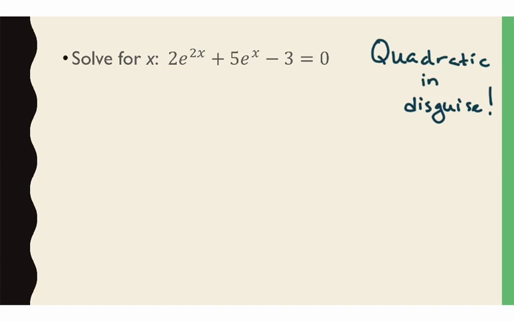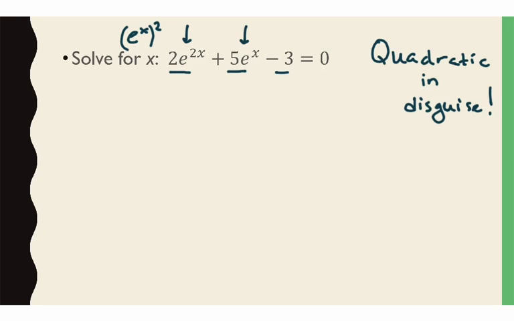And if you're not seeing it, first of all, notice there are 3 terms, so that's kind of a tip-off right there. Also, you're going to notice in the middle term, we have e to the x. In the first term, we have e to the 2x. And you're going to have to kind of get used to thinking this is e to the x squared. That's what e to the 2x is. So I'm starting to see this is kind of like a 2 something squared plus 5 something minus 3. I'm starting to see a quadratic happening.